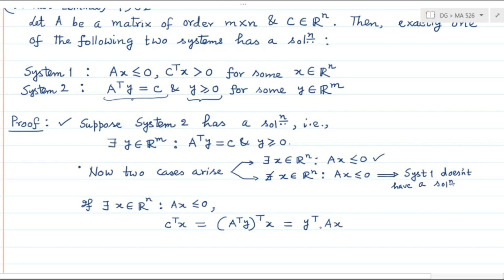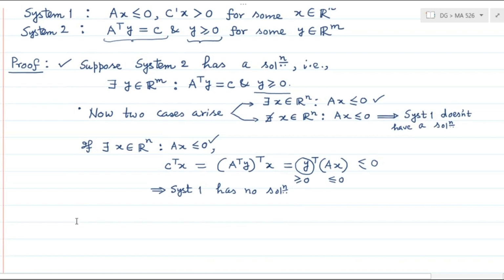Fine. Here you note that this Ax is less than or equal to 0, and the components of y are all greater than or equal to 0, because y is such that A transpose y equals C, as well as all the components are greater than or equal to 0. Therefore this gives rise to C transpose x less than or equal to 0, and this implies then system 1 has no solution. Fine, and you are done. That if system 2 has a solution, then it concludes that system 1 cannot have a solution.